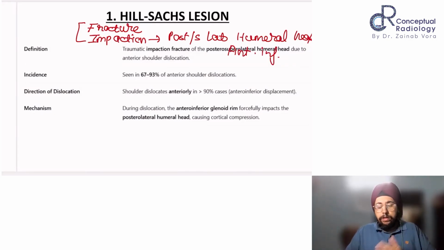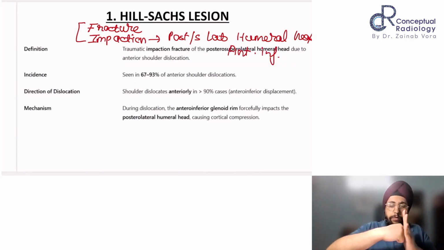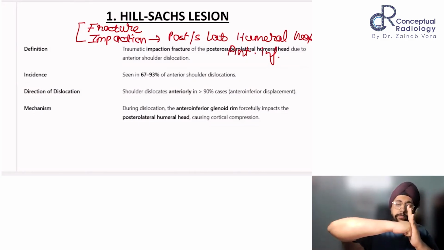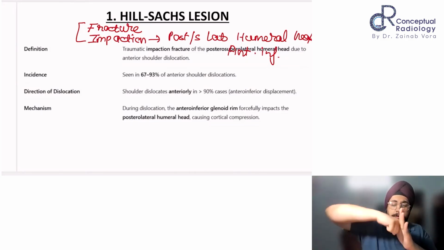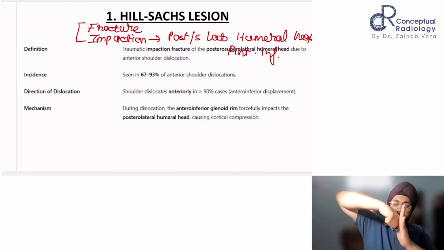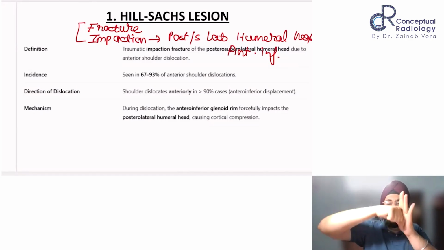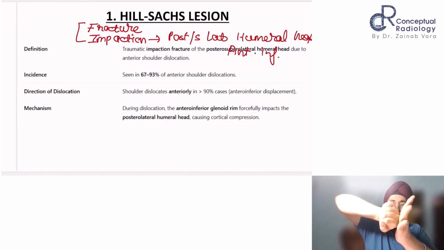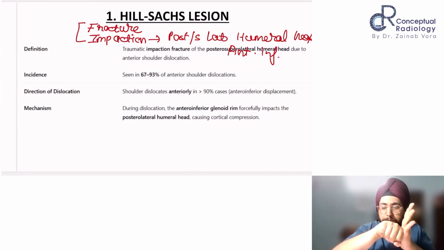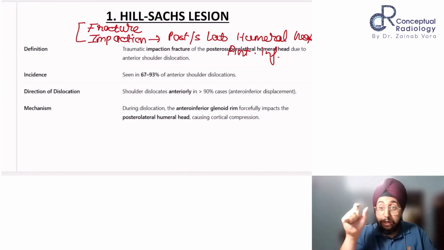If this is your glenoid and this is your humeral head, when we do the abduction, it goes like this, and when we do the external rotation, it goes like this. This part, the posterior superior lateral part of the humeral head, comes in contact with the anterior inferior glenoid rim. When it gets impacted at the anterior inferior glenoid rim, the fracture which occurs on the posterior superior lateral part of the humeral head we call the Hill-Sachs lesion.